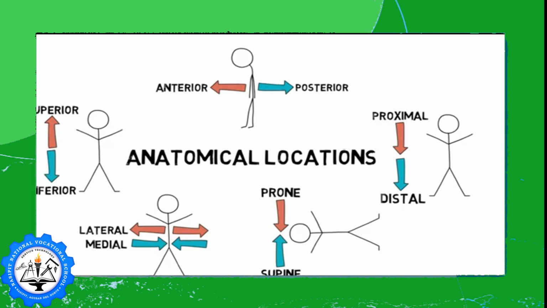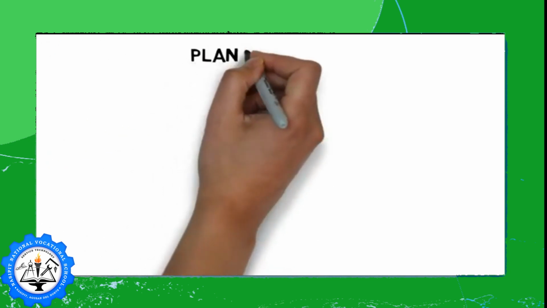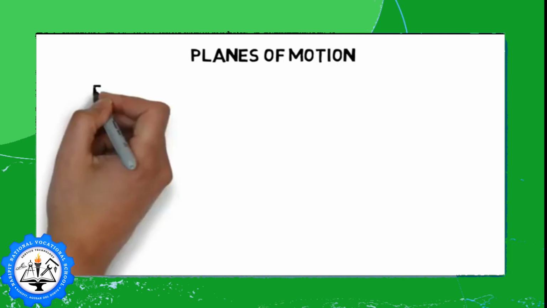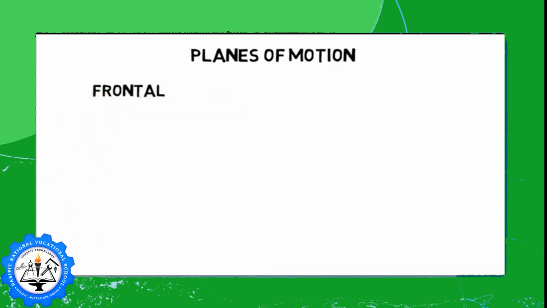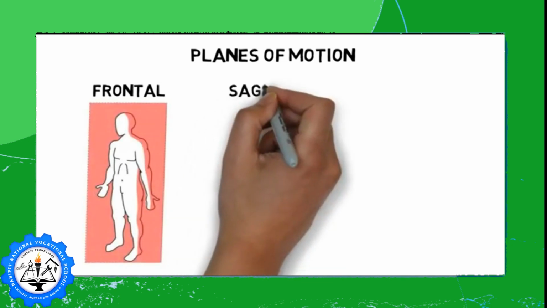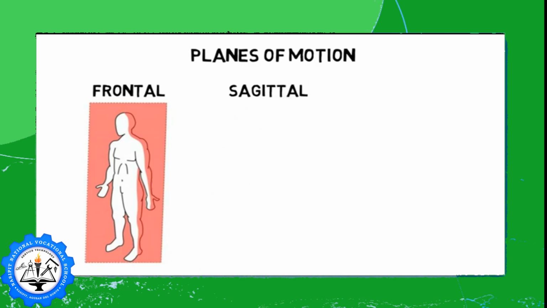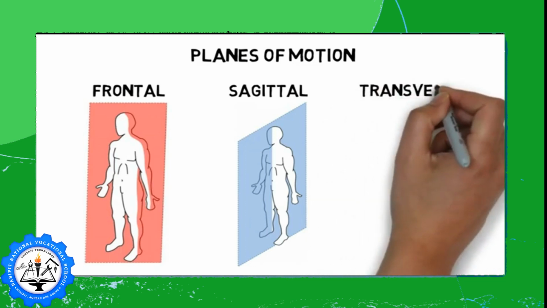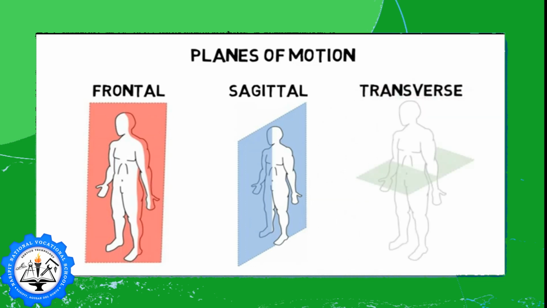We can describe all human movement in 3 imaginary planes that all pass through the centre of the body. The frontal plane creates front and back halves and includes movements such as a side lunge. The sagittal plane divides the body into left and right halves and includes movements such as running forward. And the transverse plane, which creates upper and lower halves, includes movements such as swinging a bat.